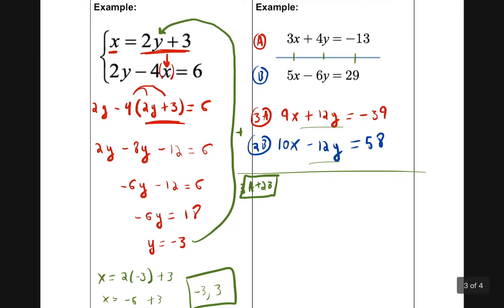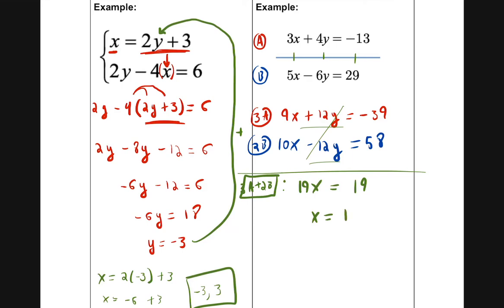Well, if we add these things together, we'll have 19x. The 12y's will cancel out. And we'll have negative 39 plus 58. Didn't make the mental math easy on us here. Oh, that's just 19. That's nice. Negative 39 plus 58 is 19. So we'd have x is equal to 1.